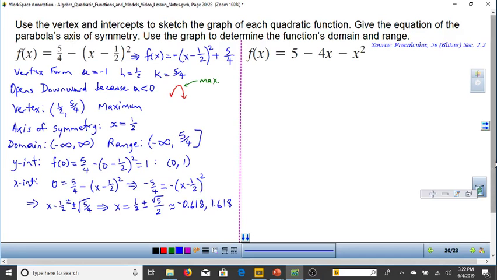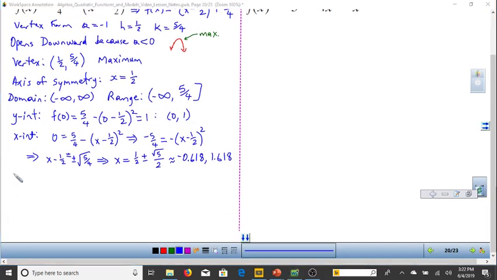So my x-intercepts, which I'll write the x-axis value here, are half minus square root 5 over 2, comma 0, and half plus square root 5 over 2, comma 0. And these, of course, tell us what those approximate values are.